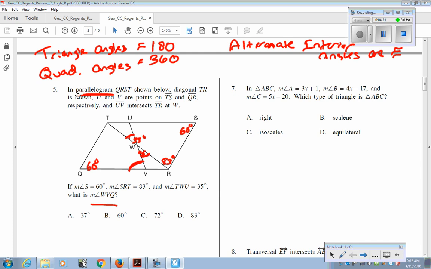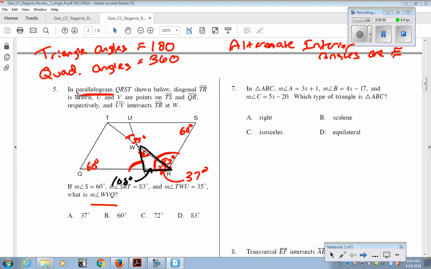So I know a couple things right now. Well, I know that if these are 60, then this angle right here has to be 120. So that makes this angle 120 minus 83, which is going to be 37. Sorry if you can't see that as clearly. I'll write it over here. 37 degrees. We know this one is 35, so now I got another triangle. So 37, 35 is 72, which means this angle here is going to be 108.